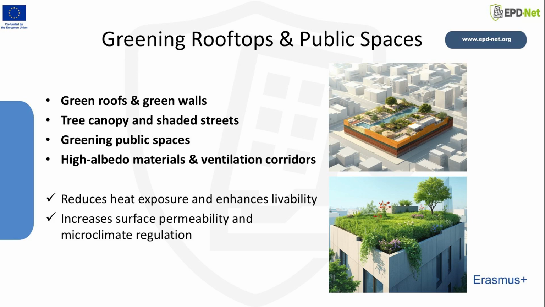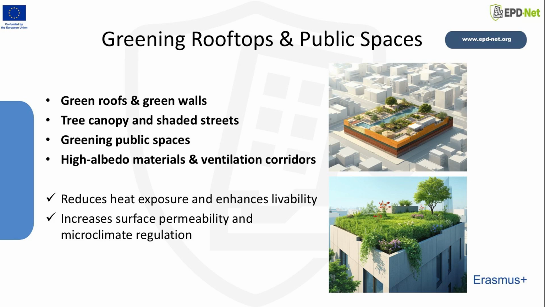Greening interventions are central to resilient retrofitting because they address several urban climate challenges at once. Green roofs and walls help cool buildings naturally, increase stormwater retention, and support biodiversity within dense urban environments. Street trees, shaded sidewalks, and greener public spaces create more comfortable microclimates and reduce direct heat exposure for residents.